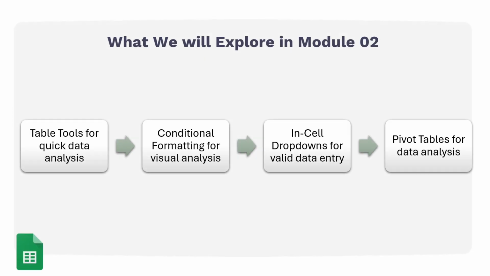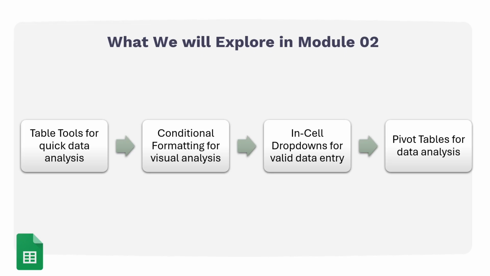Welcome to Module 2 of Google Sheets for HR. In Module 2, we'll take a look at table tools. So we'll learn how tables work in Google Sheets and how we can use that to our benefit to quickly analyze data. We'll also visit conditional formatting to visualize our data, another type of filter. We'll introduce data validation, or creating in-cell dropdowns so that we can pick from a list of values to make the data entry process more efficient. And then we'll take a deeper dive into pivot tables when working with data sets.